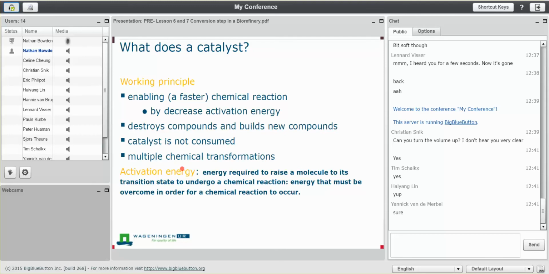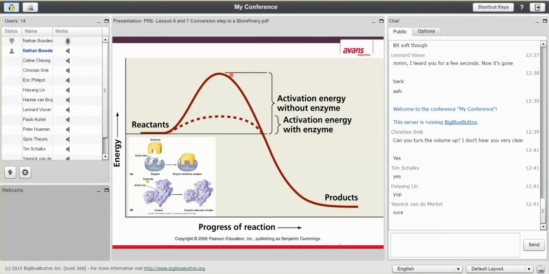So what is activation energy? Activation energy is the energy required to raise a molecule to its transition state to undergo a chemical reaction. So it is energy that must be overcome in order for a chemical reaction to occur. It's like if you are at a standstill and you want to move forward, inertia is keeping you back. Right? An object in motion tends to stay in motion, and similar to that, a molecule has a tendency to stay in the same form. So you need a little bit of energy to push the reaction forward.